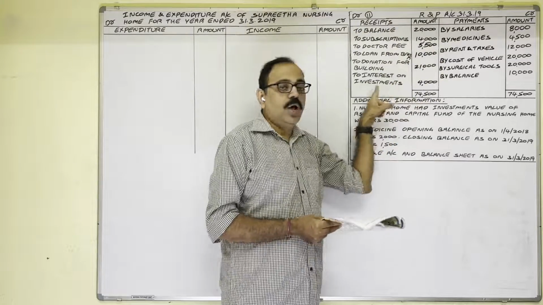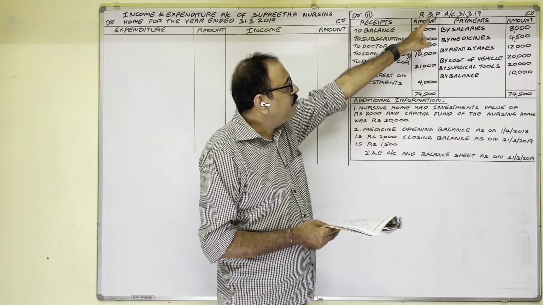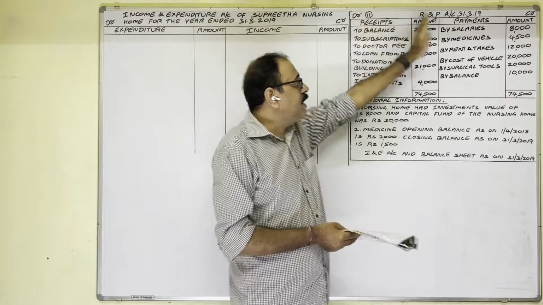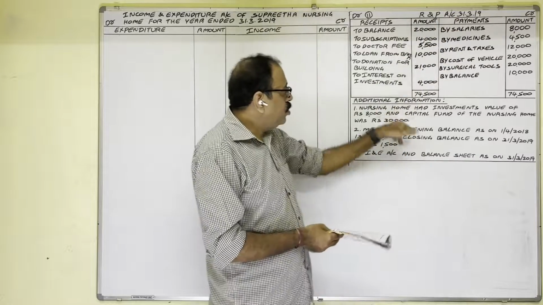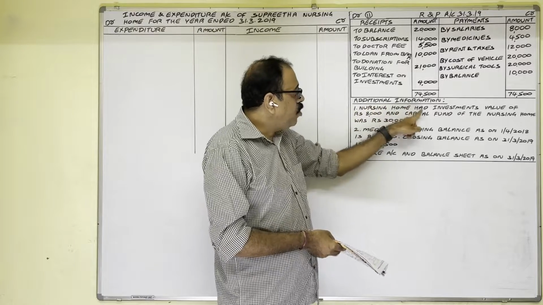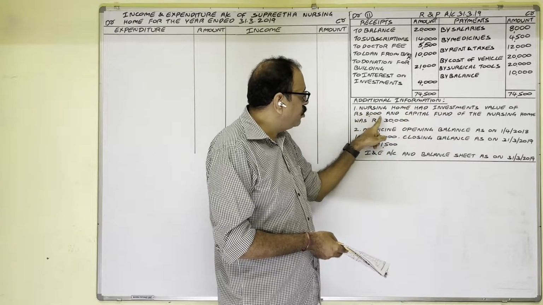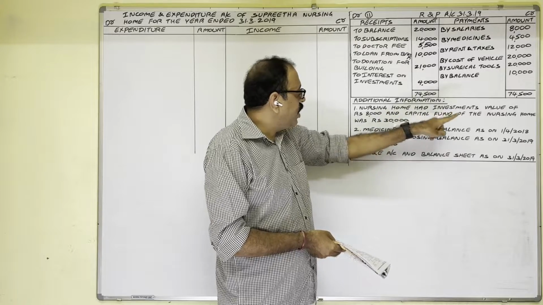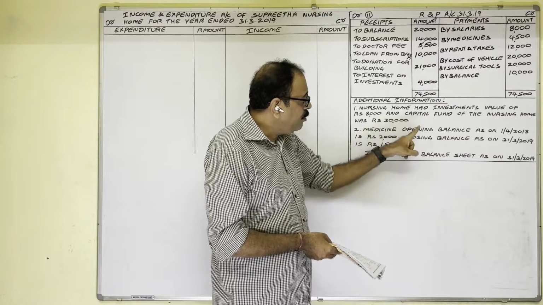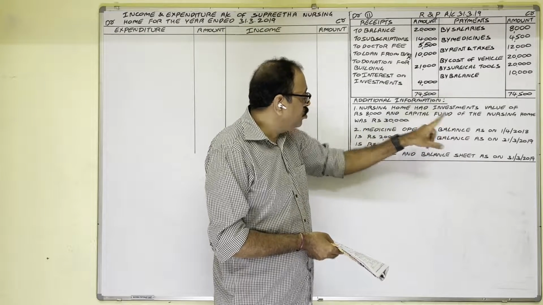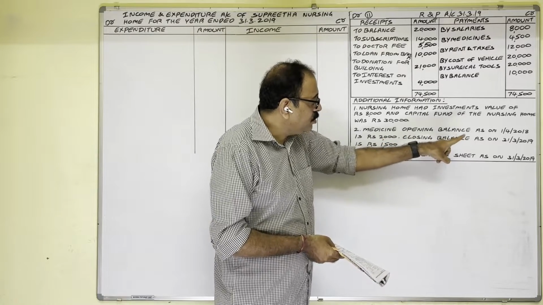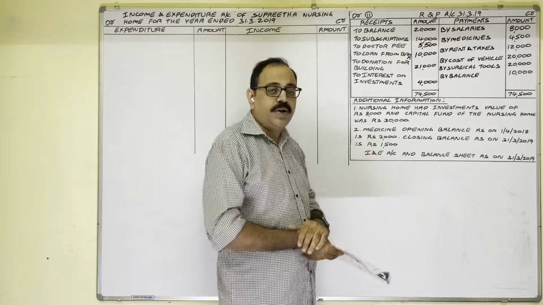I have written that on the board also. Receipts and payments account for the year ended 31st March 2019. Debit side receipts, credit side payments. Below that, he is giving some additional information. First point, the nursing home had investments valued at 8,000 rupees and the capital fund of the nursing home was 30,000 rupees. Second point, the medicines opening balance as on 1st April 2018 is 2,000 rupees. Closing balance as on 31st March 2019 is 1,500 rupees.